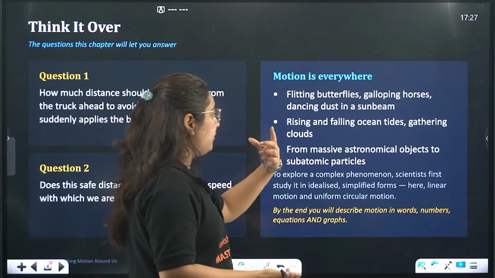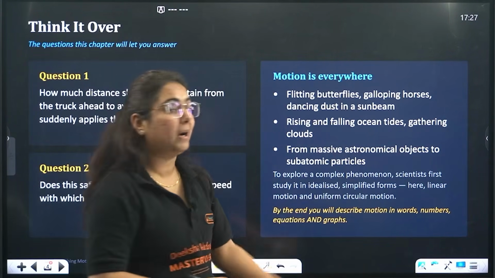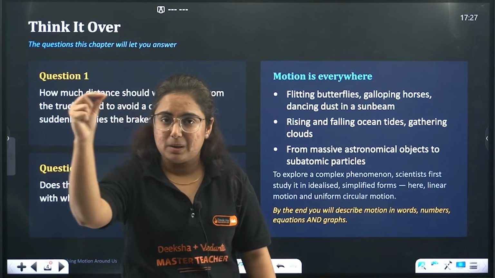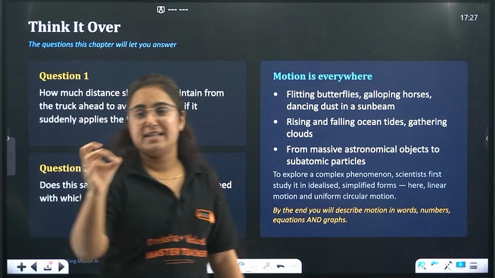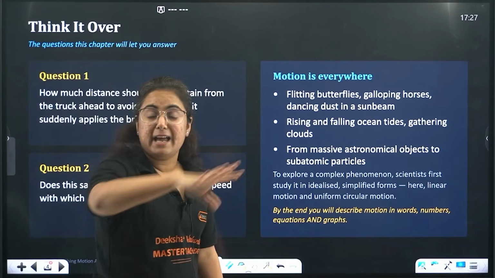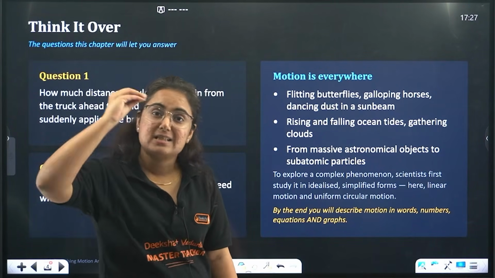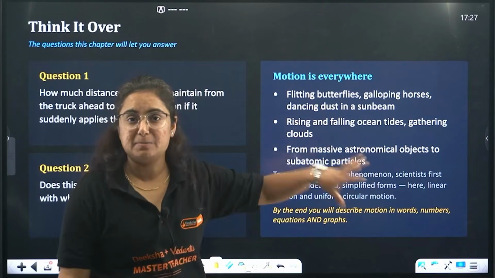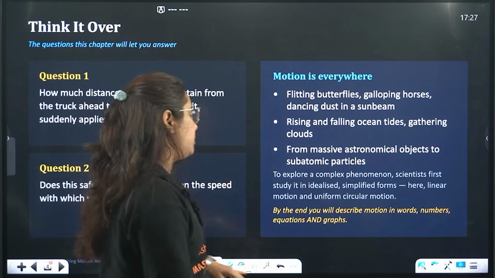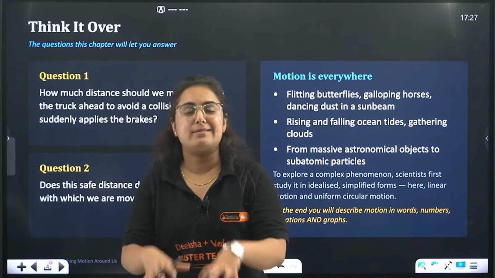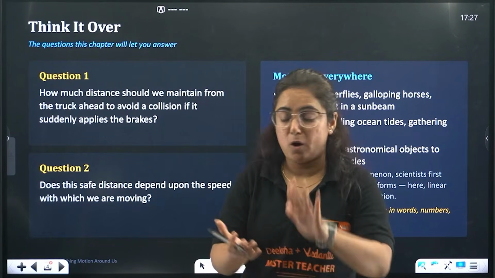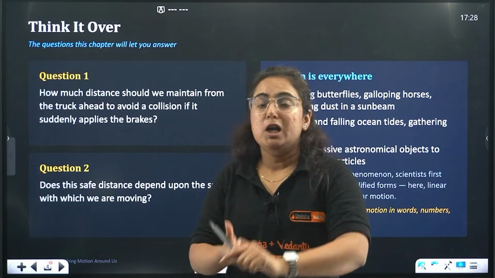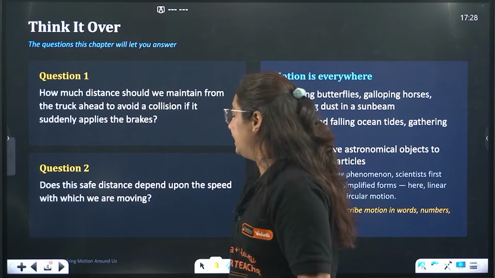Gathering clouds, from massive astronomical objects to subatomic particles. Whenever you see sunbeams coming in, you will see small particles moving out there. That is also an example of motion. So around you, everything is motion, and physics tells us the science behind it. That is what we have to learn. To explore these concepts and phenomena in detail, class 9 students, this chapter is added in your syllabus. We will learn this with the help of formulas, graphs, and a lot more concepts which we have to clear in mind.